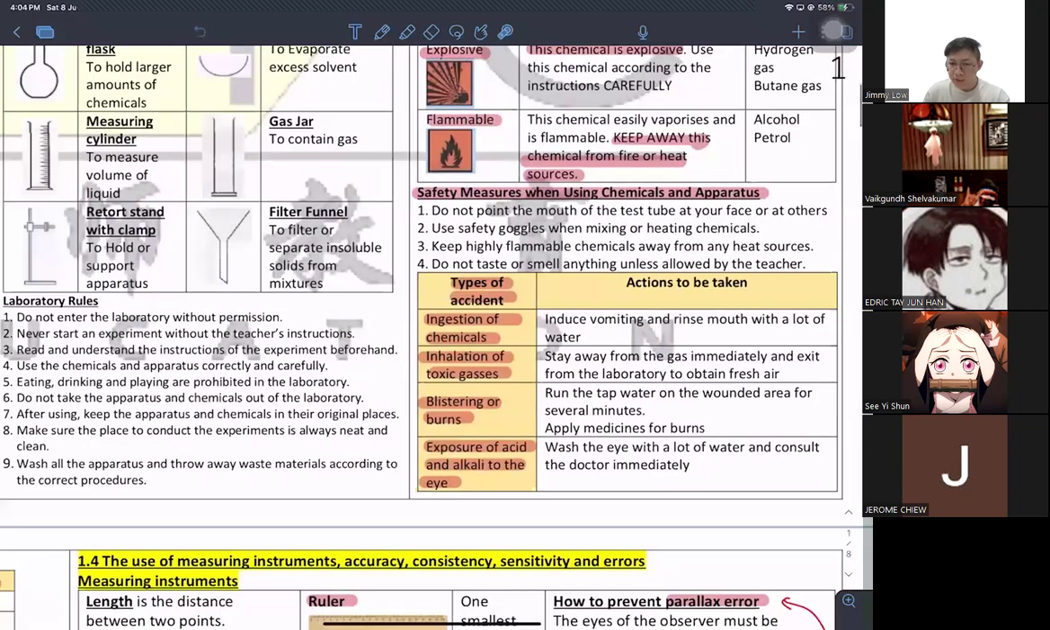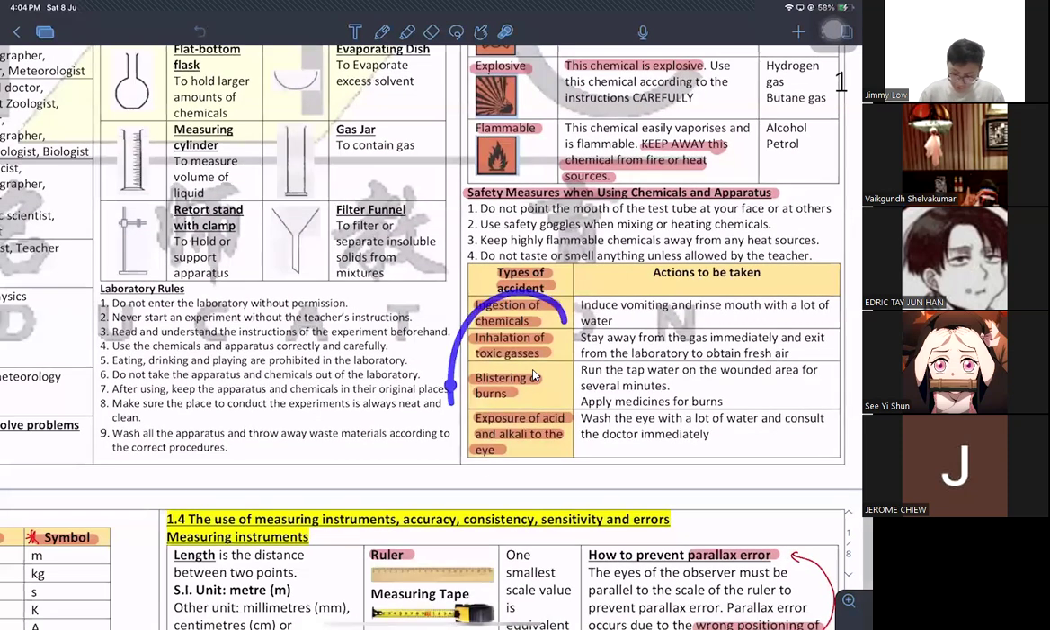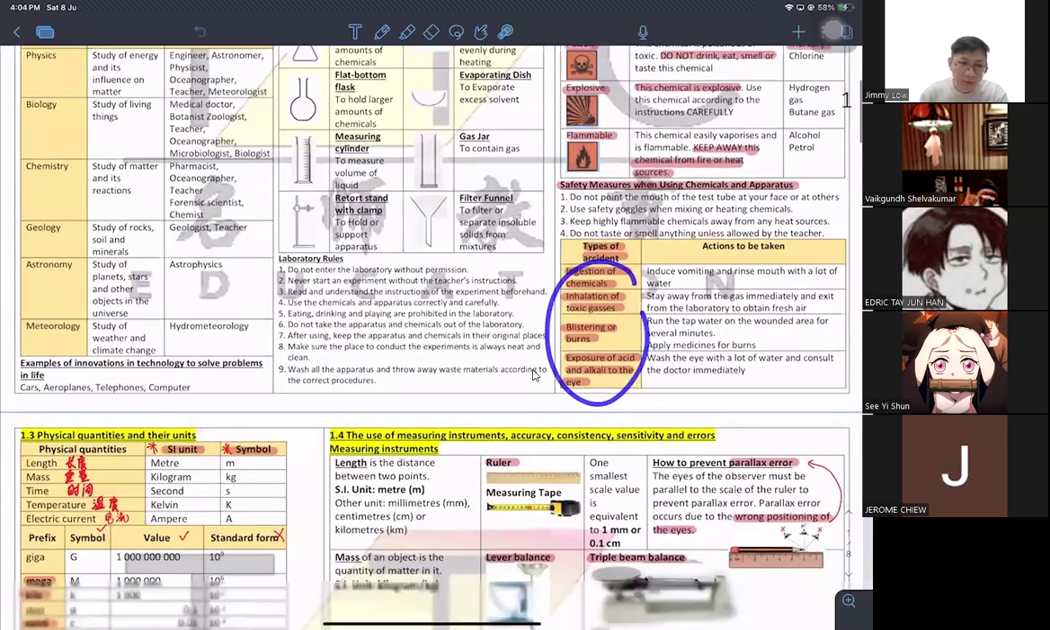The next part here is the type of accident. You have to know we have a few types of accidents. No need to go through the actions, because actions are more on logic. When you accidentally hurt your eye, you can wash your eye. Hurt your hand, you can wash your hand, and you tell teacher. So the action is very logical, but you have to know which kind of accident we have here.